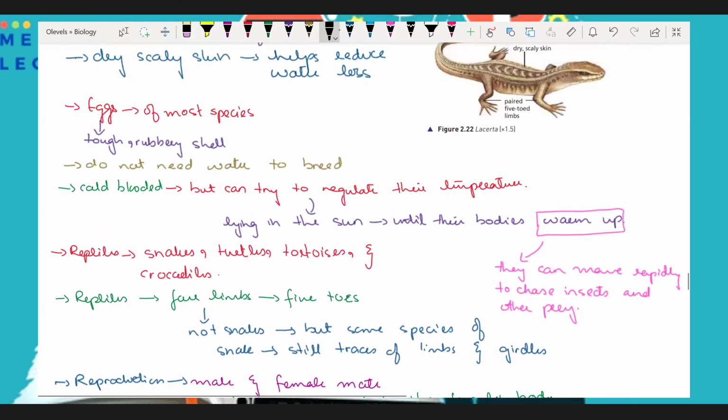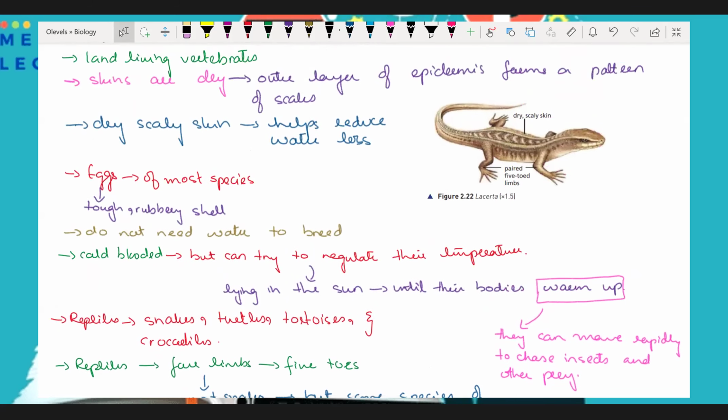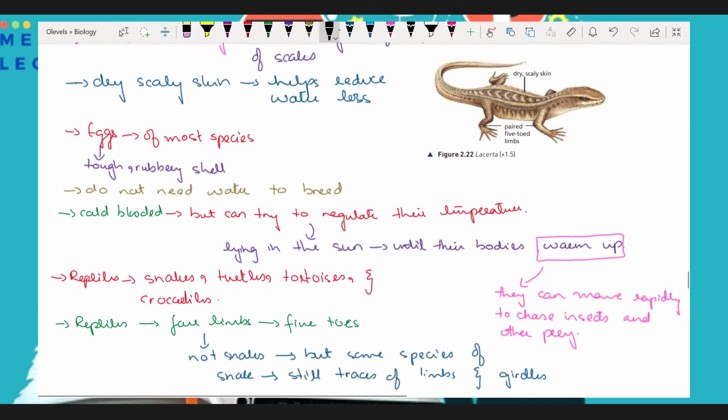So is this reptile clear? There's not much about it. They just have dry, scaly skin, and they have paired five-toed limbs. You can see that there are four limbs, and every limb has a set of five toes. Is that clear?